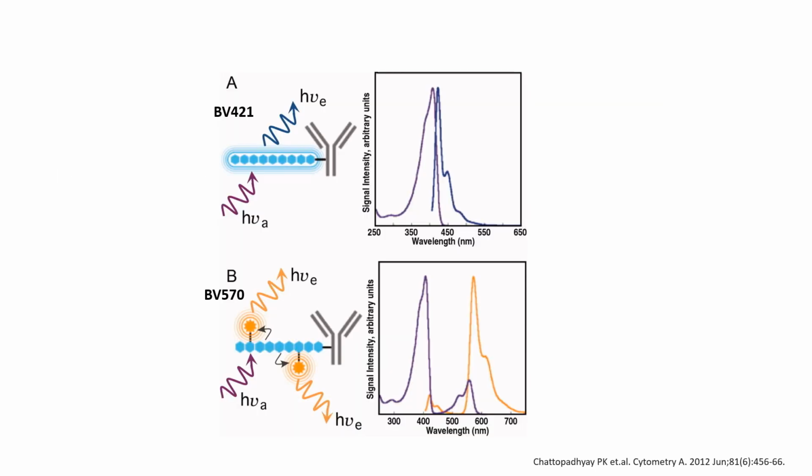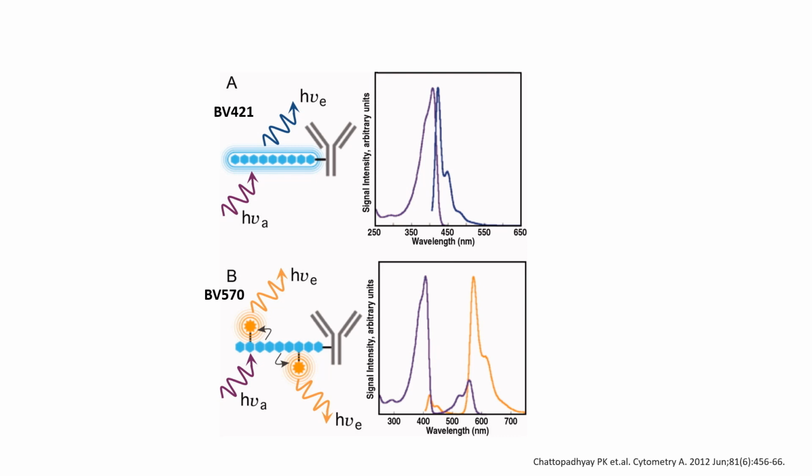Here is an illustration of the brilliant violet family tandem dyes. First, let's learn about BV421. BV421, here shown as a blue polymer conjugated to an antibody, gets excited by the violet laser and then it emits a blue light. The excitation and emission spectra are shown in this graph in purple and blue respectively.